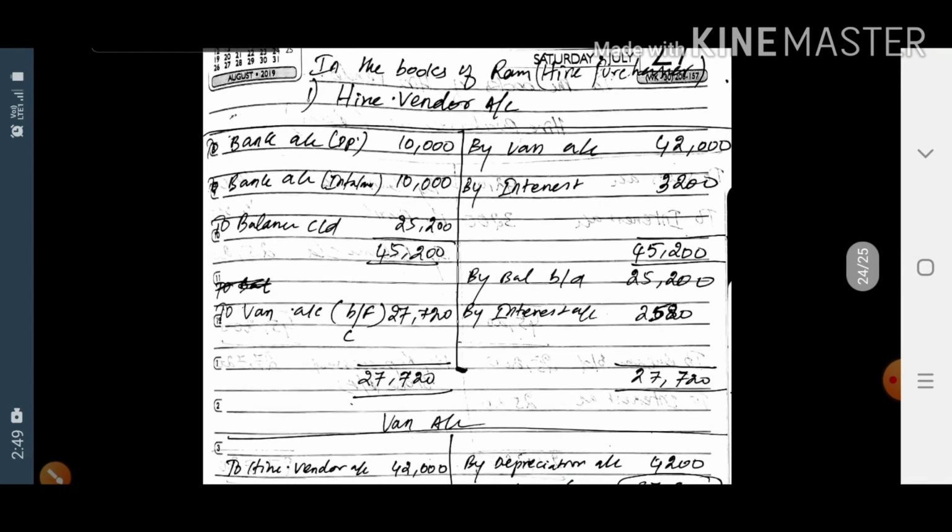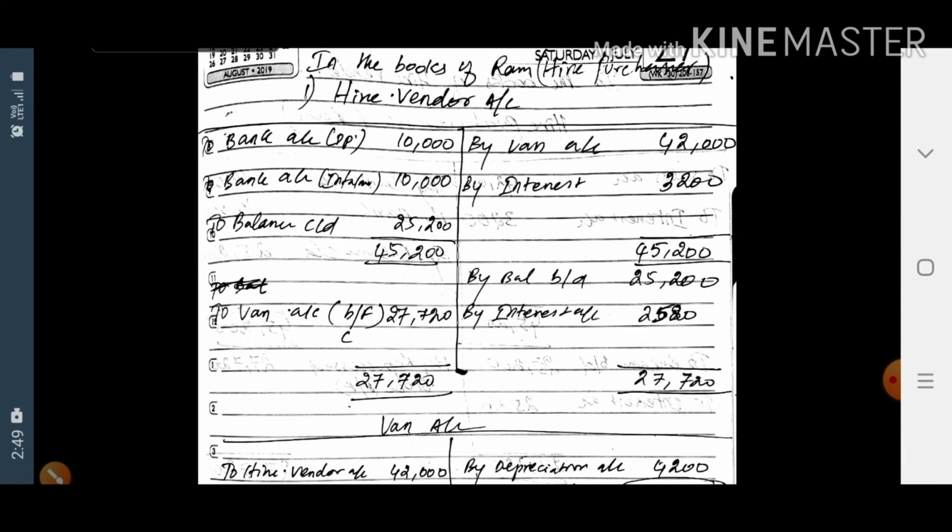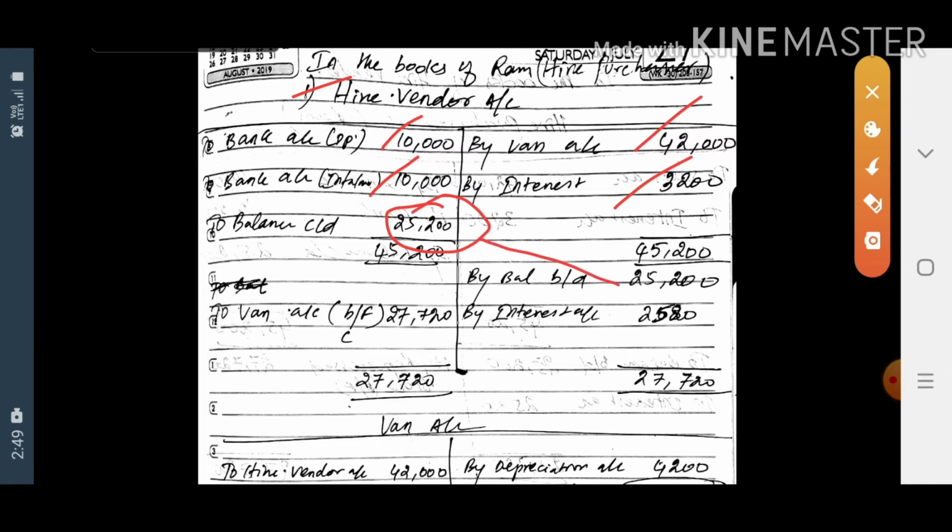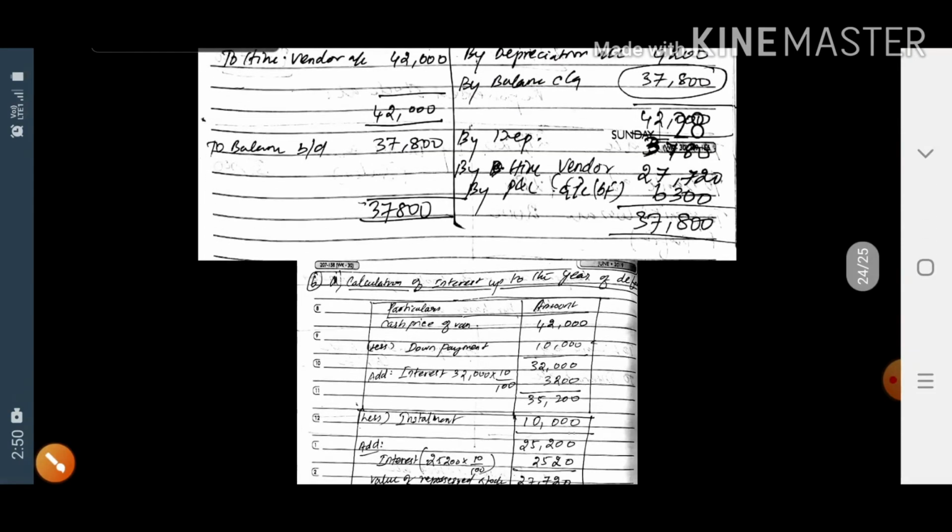In the books of the hire purchaser, we'll record the hire vendor account. First one, purchase of van on hire purchase system, cash price 42,000. So, by van. Then first year interest 3,200. First installment, down payment 10,000. First installment 10,000, and the balance comes around 25,200. Brought down here. Then second year interest calculated. In the second year there is a default, so the value of repossessed stock comes around 27,720.